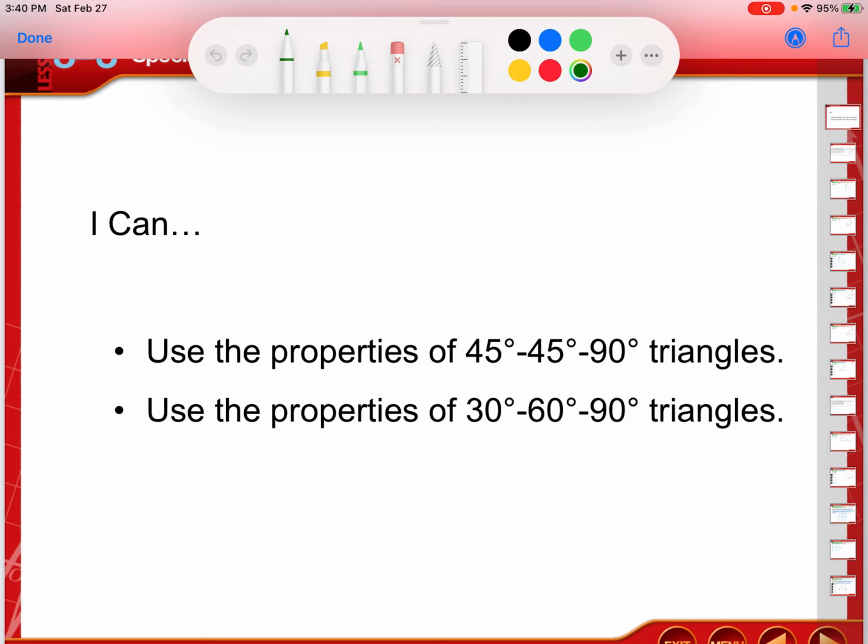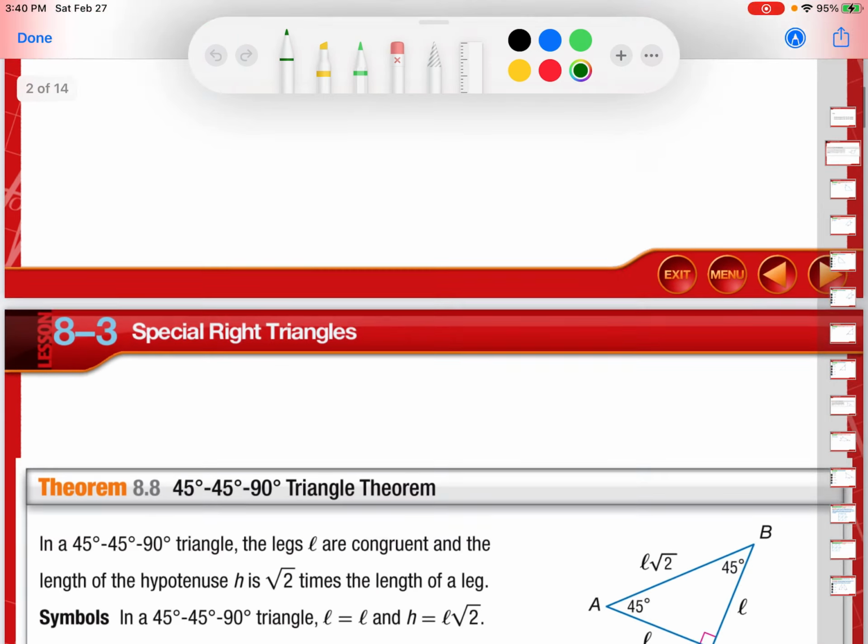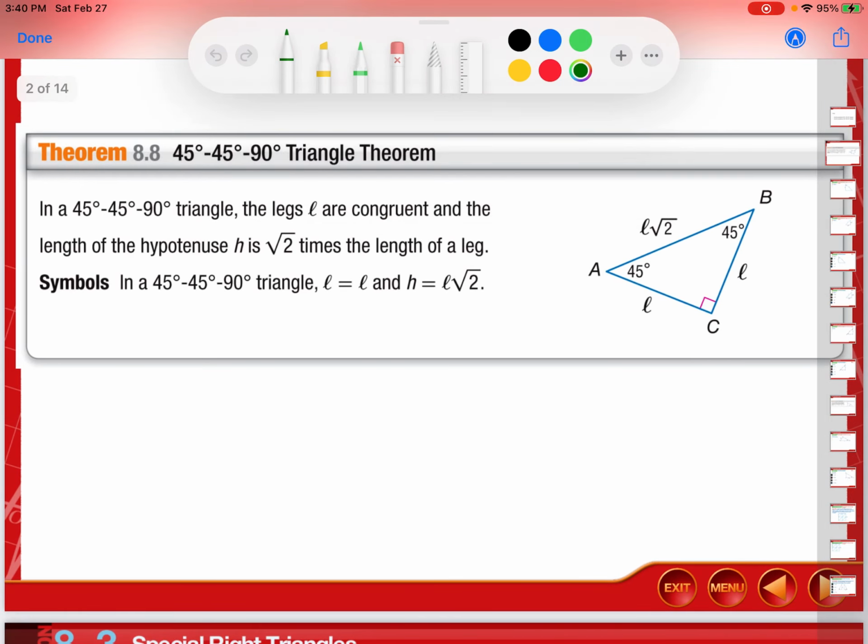So the I can statements today are that I can use the properties of 45, 45, 90 triangles and 30, 60, 90 triangles. There's a couple different theorems today, and they really revolve around the measurements of the side lengths in these two types of triangles, your 45, 45, 90 isosceles triangles and your 30, 60, 90 scalene triangles. So the first one we're going to talk about today is the isosceles 45, 45, 90 triangle.